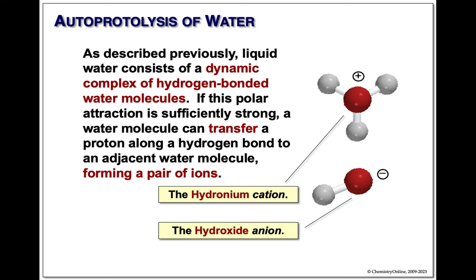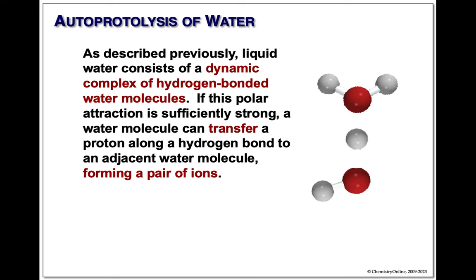When we do this, we generate a pair of polyatomic ions: hydronium cation and hydroxide anion. Now, like I said, this process is very, very dynamic. This autoprotolysis happens with about a 10 to the minus 8 second lifetime. So this can be handed back, and we're back to two waters.